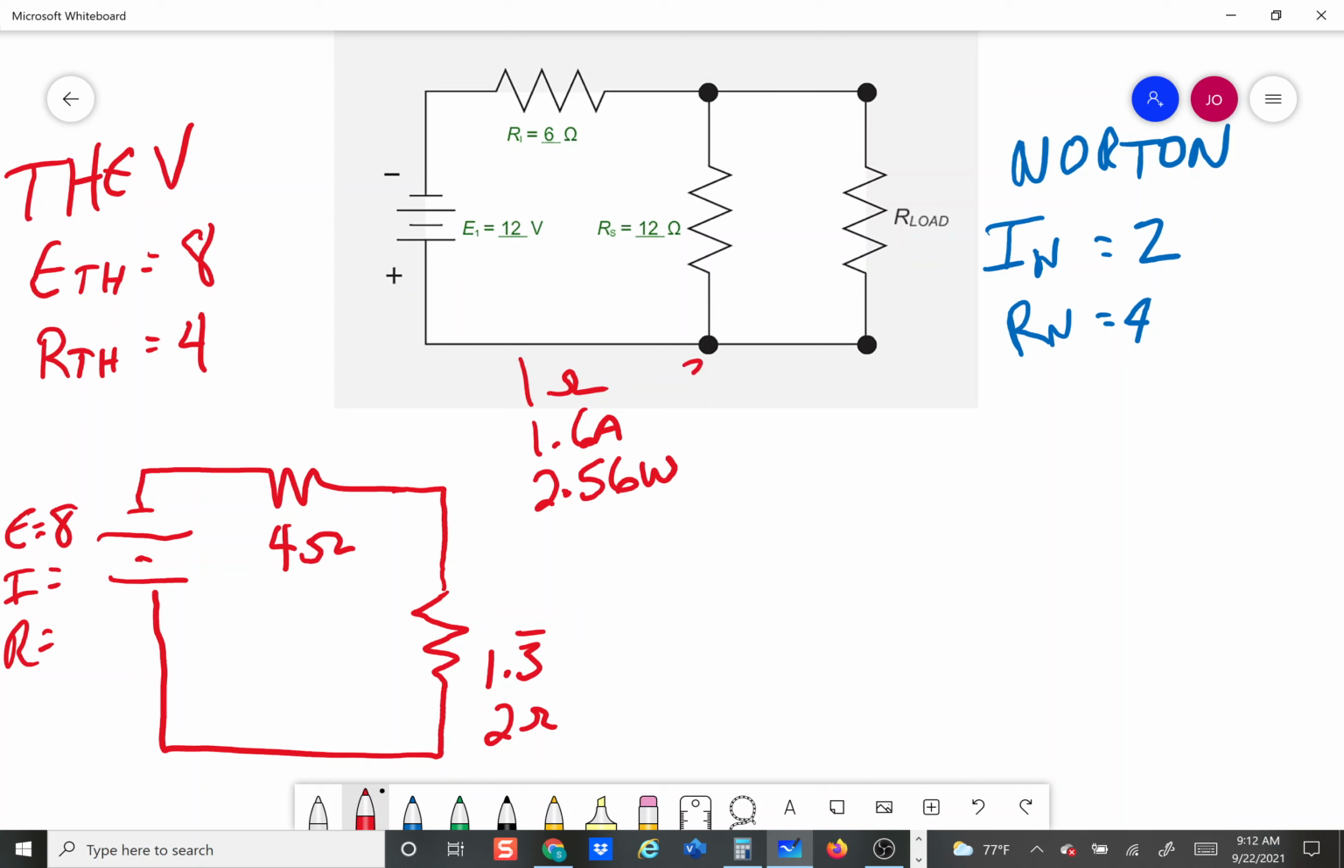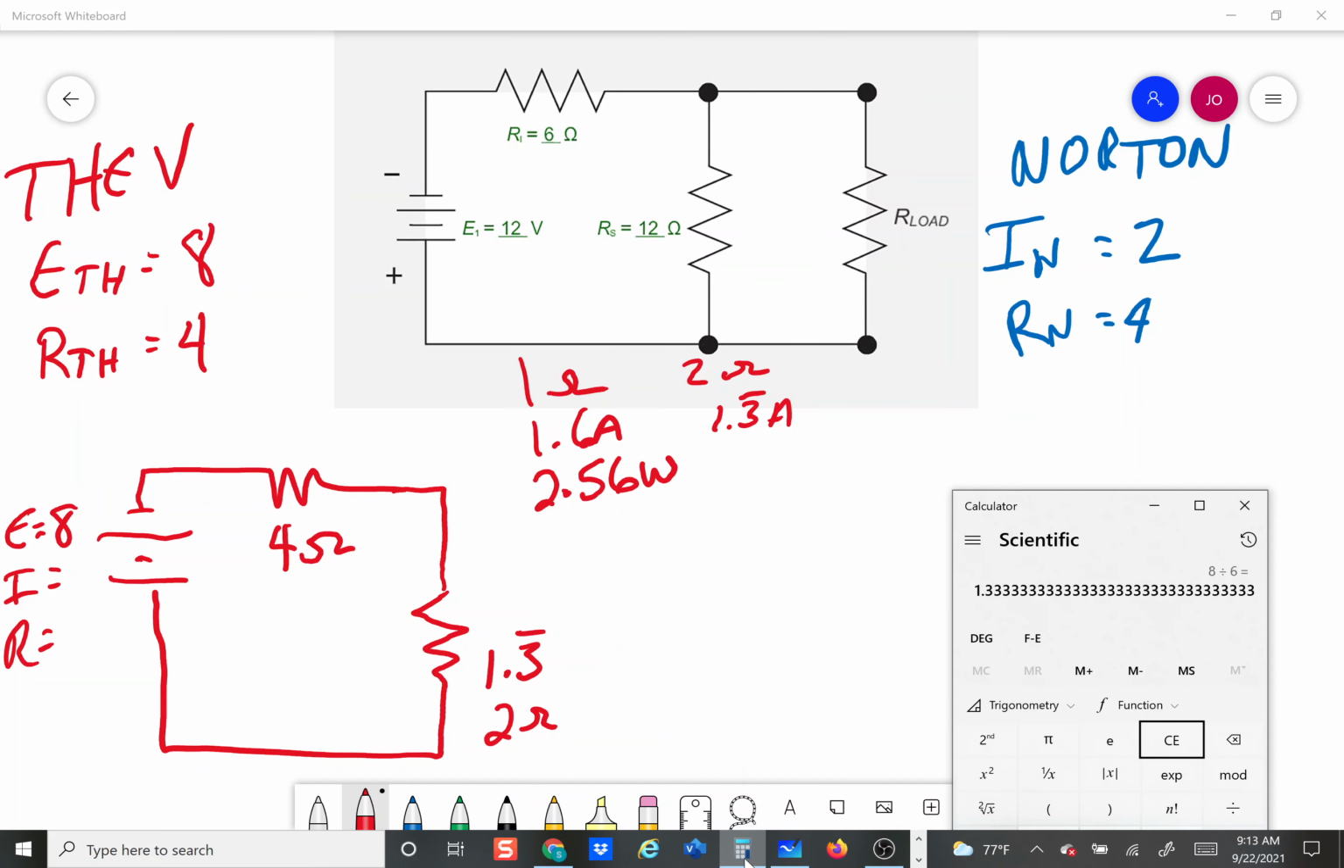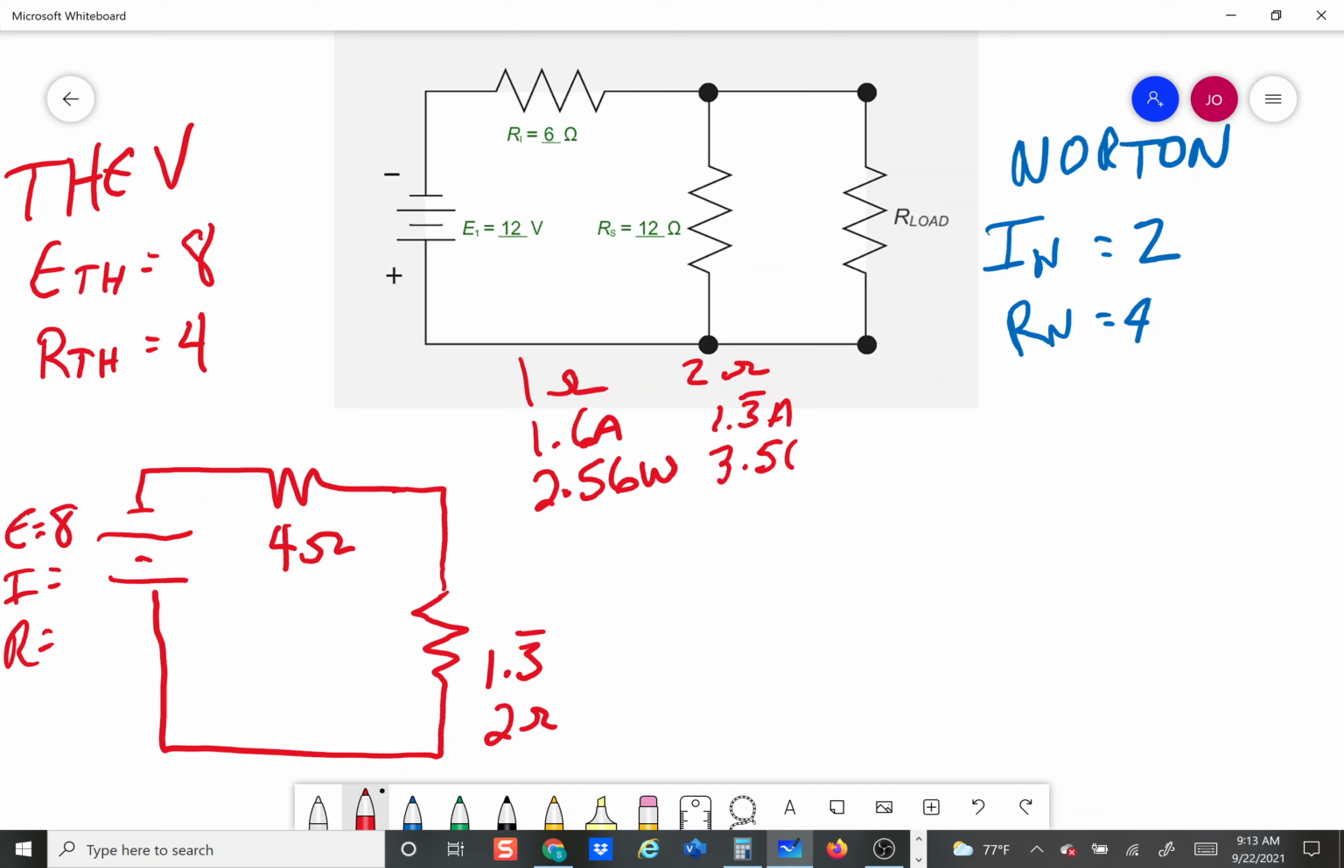So for 2 ohms, I will have 1.3 repeating amps, and then it's going to ask me how much power is consumed by that resistor. And I'm going to say that value squared, I squared times R, which is 2 ohms for my load resistor, and that's going to give me 3.56 watts. And then the last one we'll talk about is the next question, which is going to be basically a 4 ohm resistor. So we're going to do the exact same setup where I've got a 4 ohm resistor.